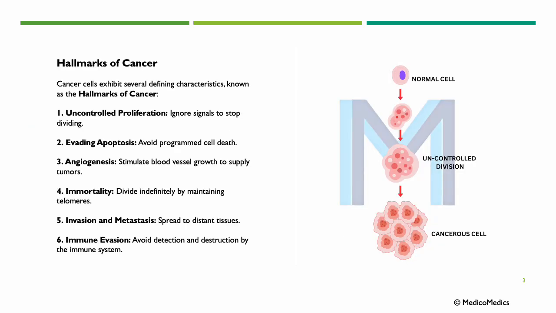Now, let's discuss the hallmarks of cancer. So, cancer cells exhibit several defining characteristics known as the hallmarks of cancer. First one is uncontrolled proliferation. So, it's ignoring signals to stop dividing. Second one is it's evading apoptosis, meaning it's avoiding programmed cell death.